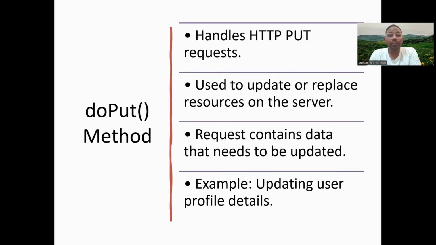The next one is the doPut method. It handles HTTP put requests, used to update or replace resources on the server. Its request contains data that needs to be updated. An example is updating user profile details. So doPut is mainly used to update.